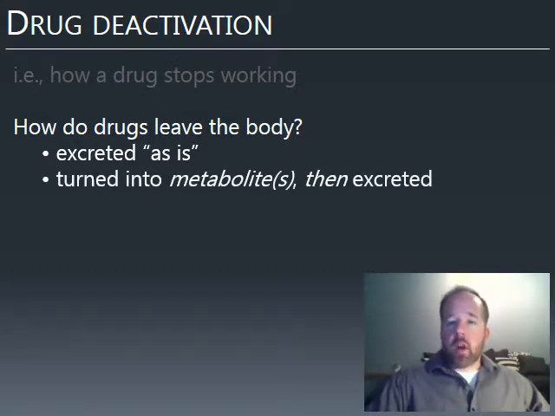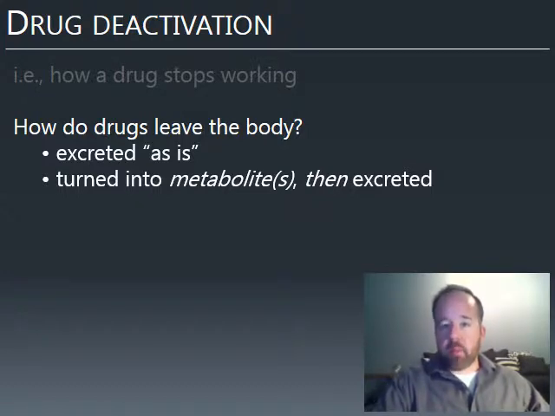The other way is to turn the drug into what are called metabolites, which are just the chemical byproducts of being broken down. And then those metabolites are excreted. Sometimes a drug itself is not easy to excrete. The kidneys can only excrete certain kinds of things. But the liver is the main organ in the body that metabolizes drugs. The liver will turn it into something that can be excreted.